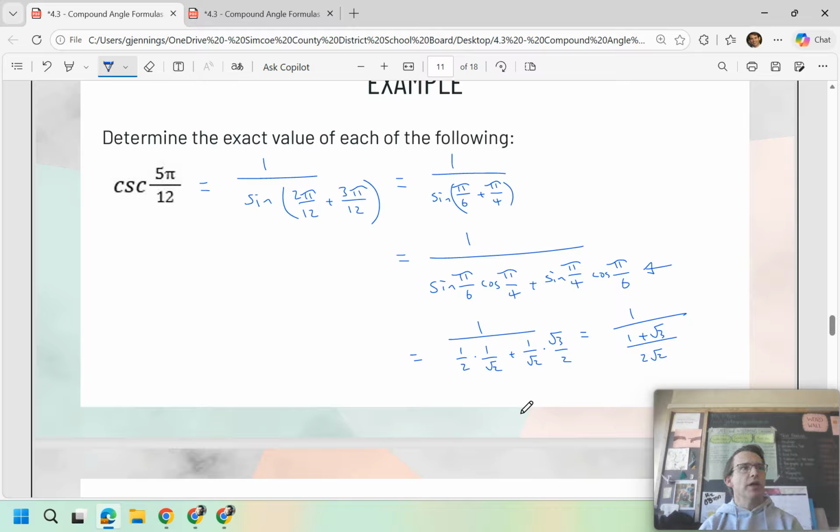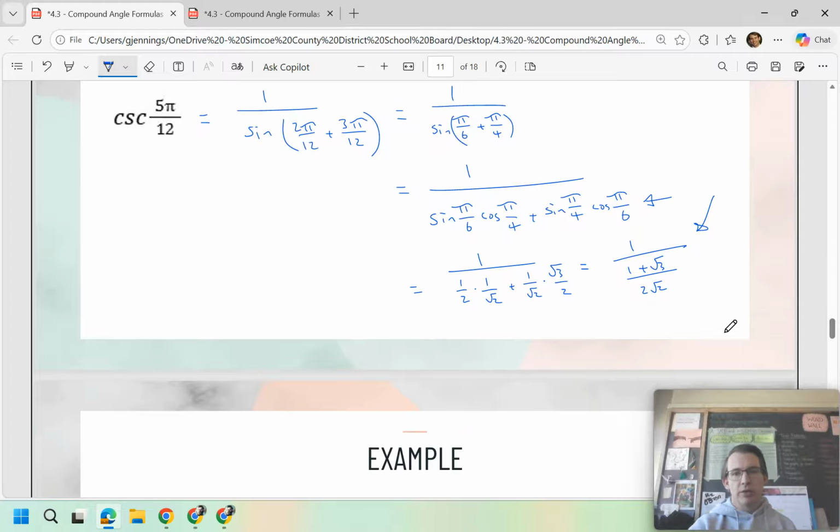So Kenzie, what would I do now? Would I give this as my final answer? No. What would I do? You multiply by the root, like multiply by root 2? Yeah, but I've got 1 over 1 plus root 3 over 2 root 2. Just flip it. Keep, flip, change. So I just flip the bottom. So then I could give this final answer as 2 root 2 over 1 plus root 3.